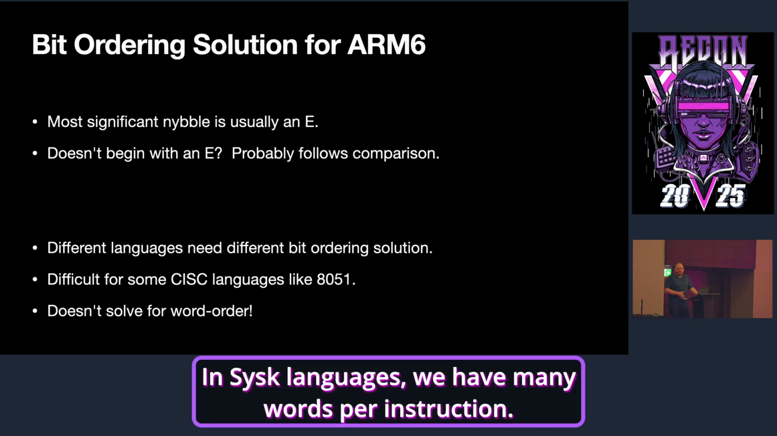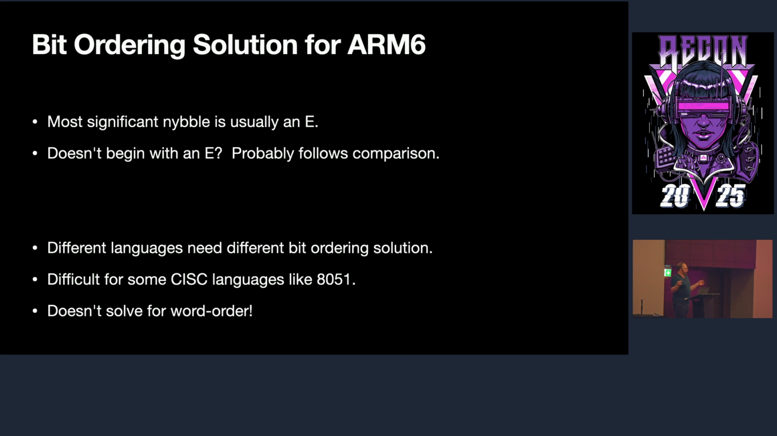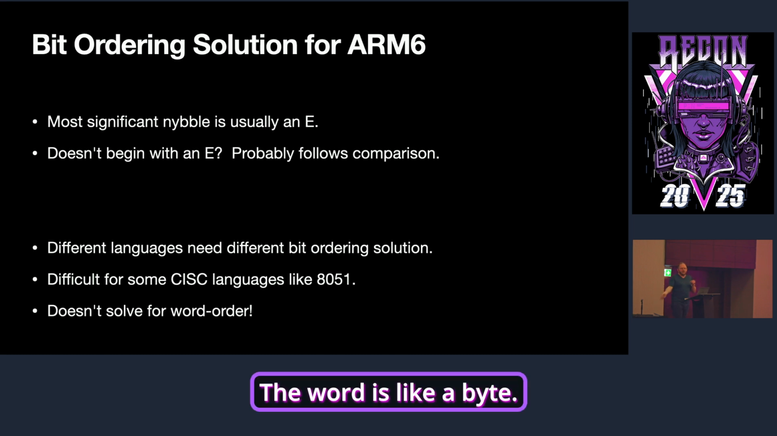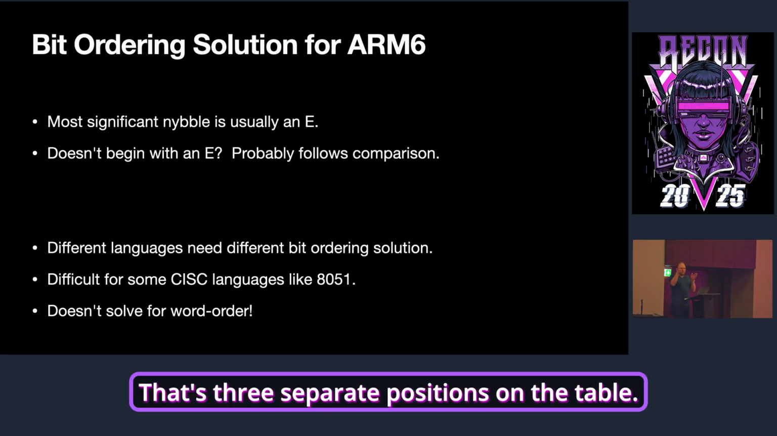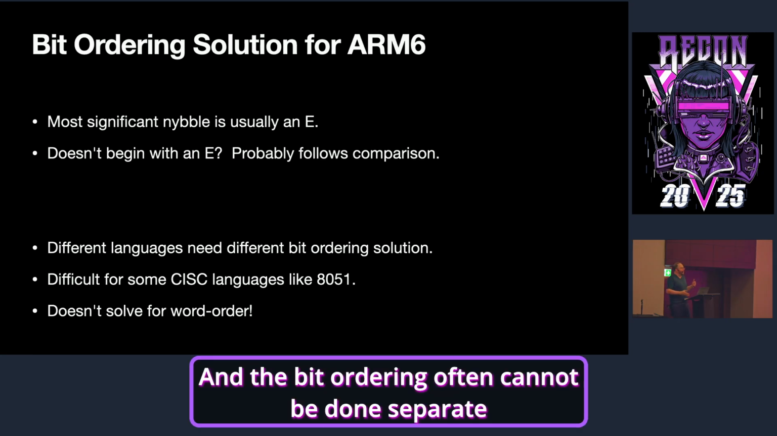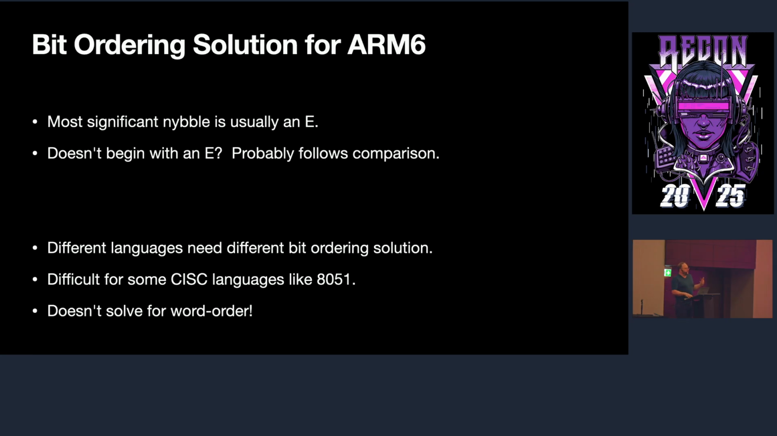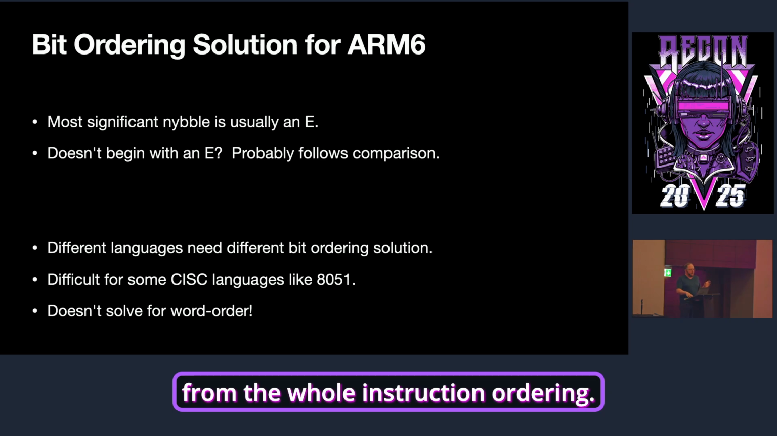In CISC languages, we have many words per instruction. Remember, the word is the native size. The word is like a byte. If I have a 3-byte instruction, that's 3 words. That's 3 separate positions in the table, and the bit ordering often cannot be done separate from the whole instruction ordering.